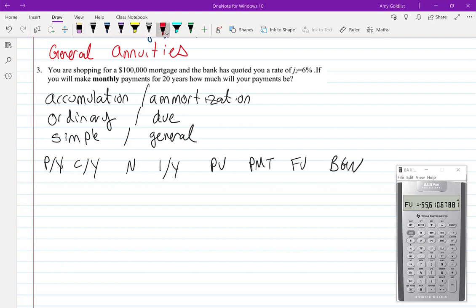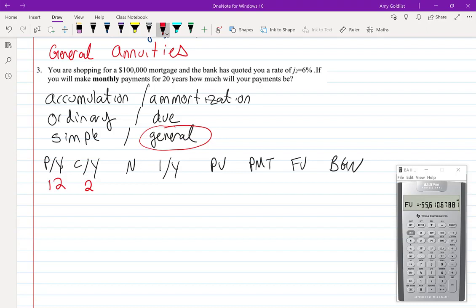General annuities. You are shopping for a $100,000 mortgage and the bank has quoted you a rate of J2 equals 6%. You will make monthly payments for 20 years. How much will your payments be? Again, this is very typical of Canadian mortgages. We usually have CY equals 2 and PY equals 12. That makes this a general annuity.